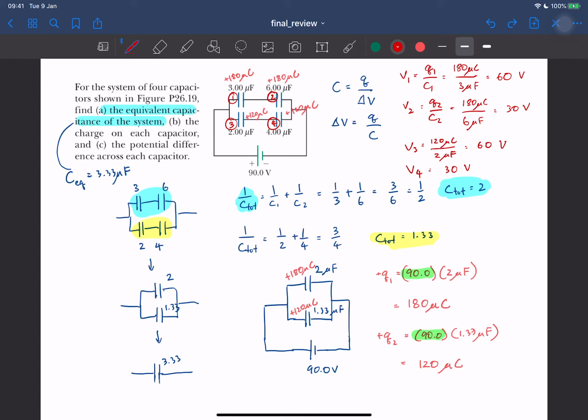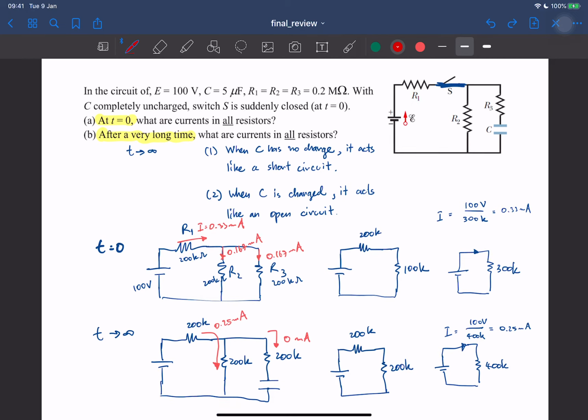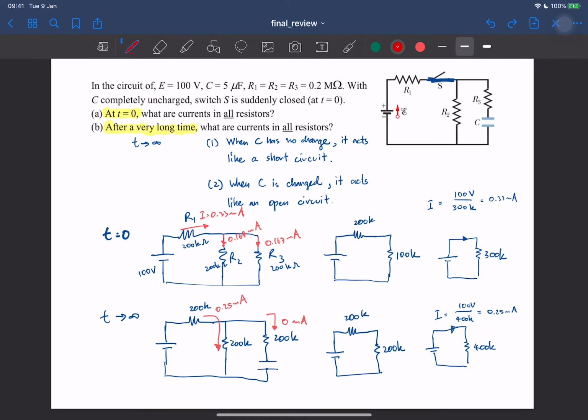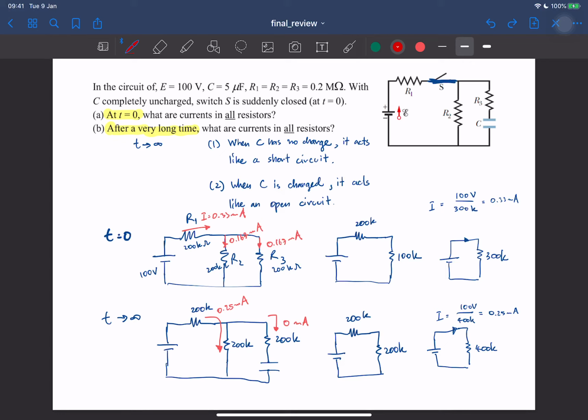You want to view the previous page, this one. Is this the one you want, or which page do you want? Okay, this one, right?